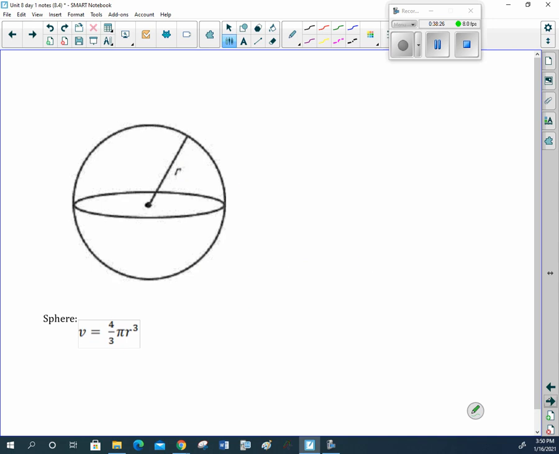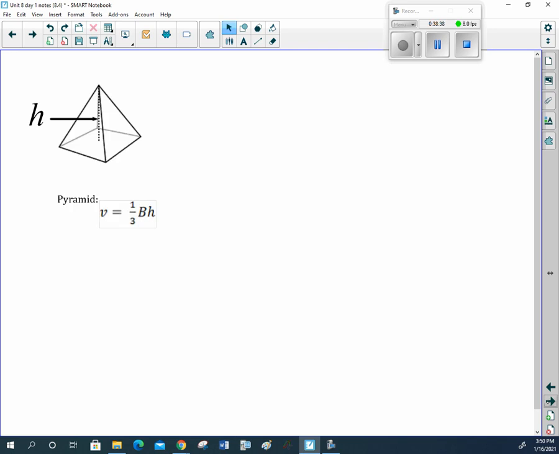Okay, and then these last slides, I'll just go through them. They're just in your homework, you have some geometry problems. So in case you couldn't remember the formula for a sphere, there it is. Formula for a pyramid. This right here, B, represents the area of the base of your pyramid. So that would be the area of this piece right here, times how high it is.